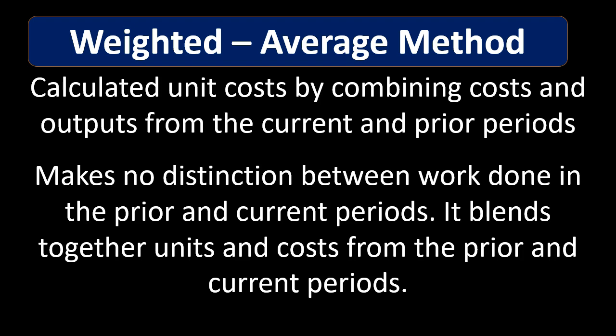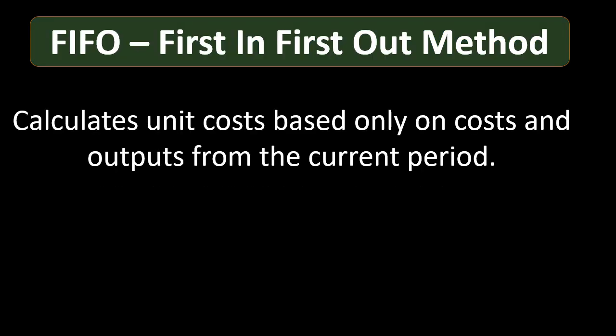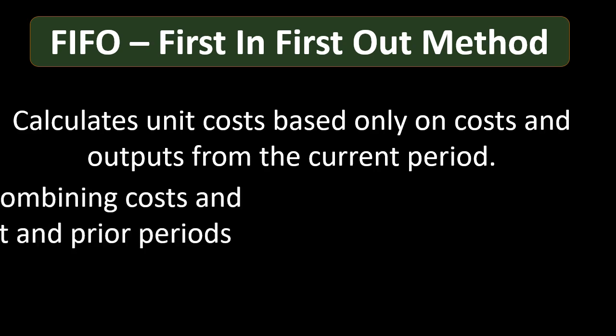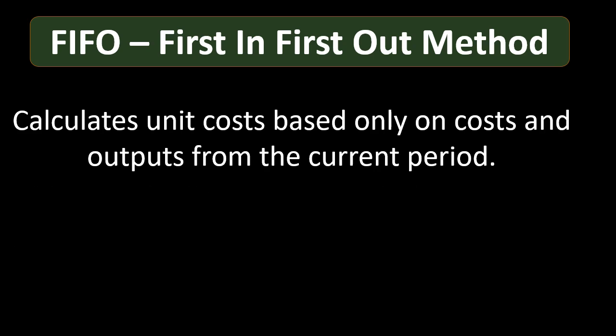The weighted average method, because of this blending process, because of us not making a distinct cutoff between the work in the prior period and this period, in other words, because of the blending together of units and costs from prior and current periods, is often a little bit easier, if not quite as precise, and that would be one reason to use a weighted average method versus the first in, first out method. First in, first out method calculates unit cost based only on costs and output from the current period. So we're looking at the costs for the current period and applying out those current period costs with a first in, first out assumption. Our comprehensive problem will use the first in, first out method, and our example problems and our illustrations will be using the weighted average method.